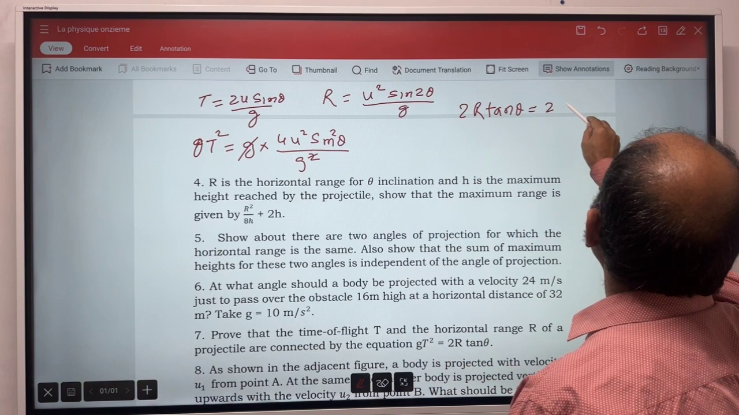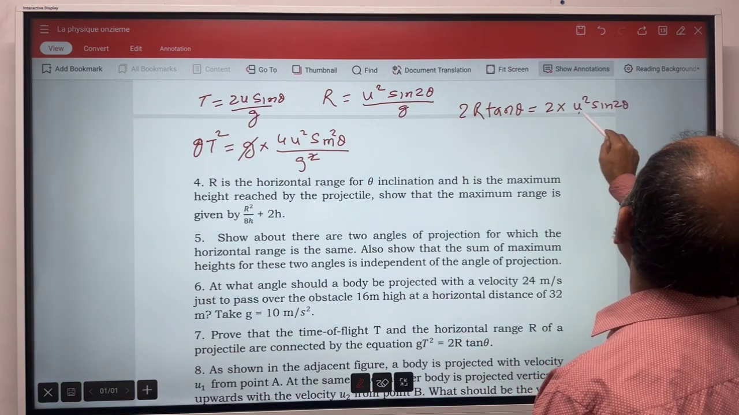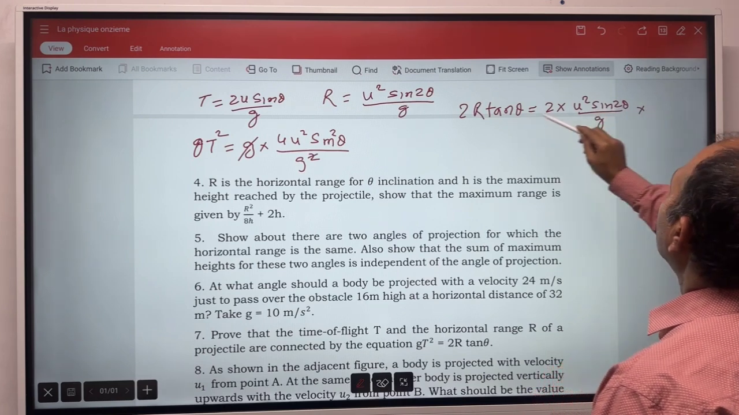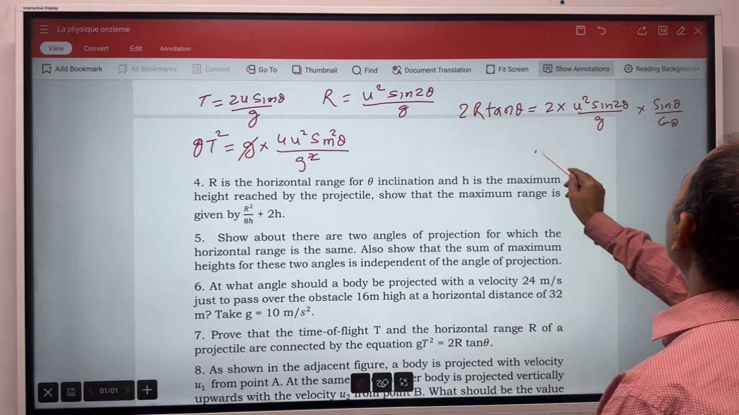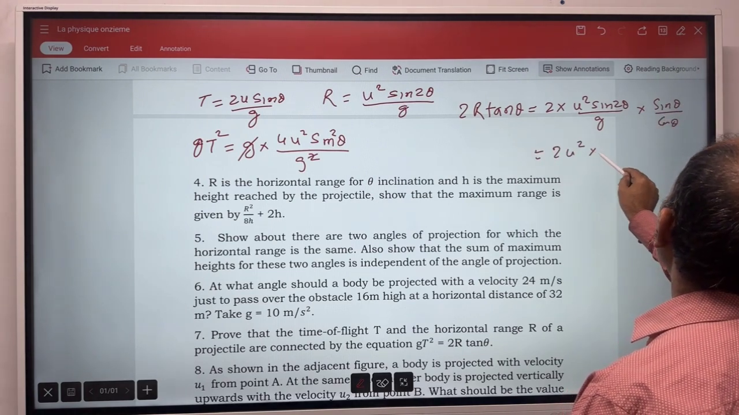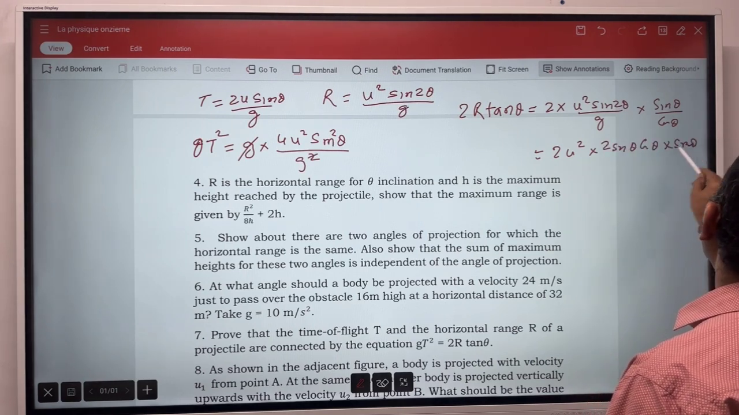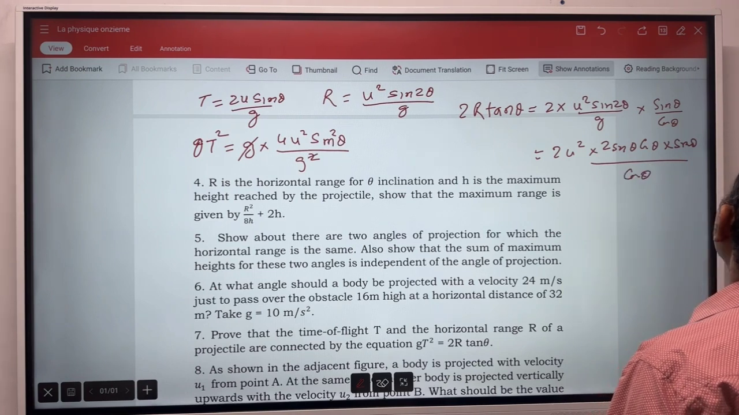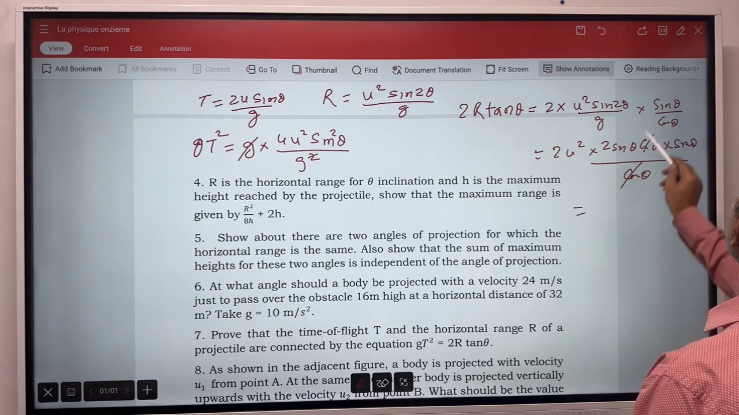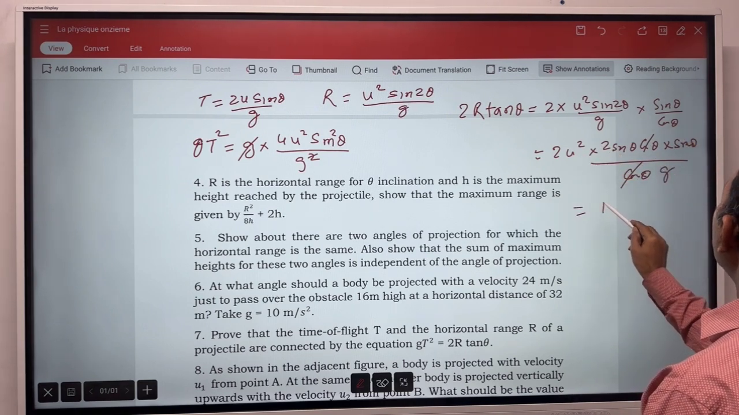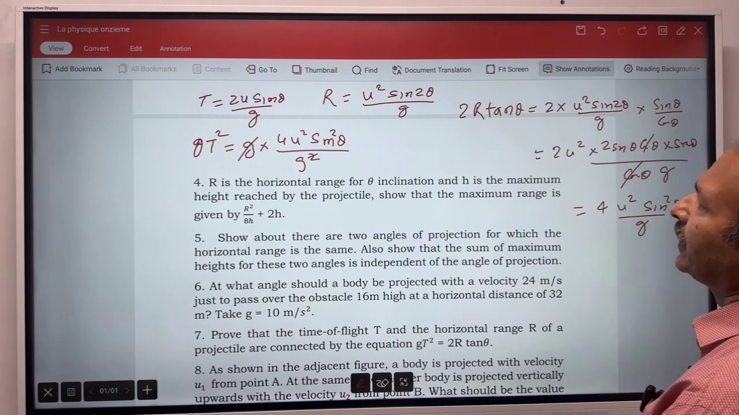So 2r tan theta, that is twice the horizontal range, that is u square sine 2 theta upon g times tan theta. Let's write tan theta as sine theta upon cos theta, and we simplify twice of u square. Here we write 2 sine theta cos theta times sine theta divided by cos theta. Now, one cos theta will cancel out from here. This will become sine square theta, 4, and g is missing, so g should be written here. So 4 times u square sine square theta divided by g.